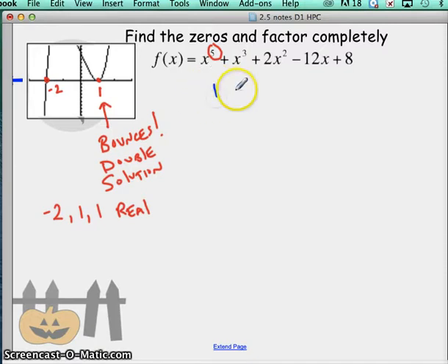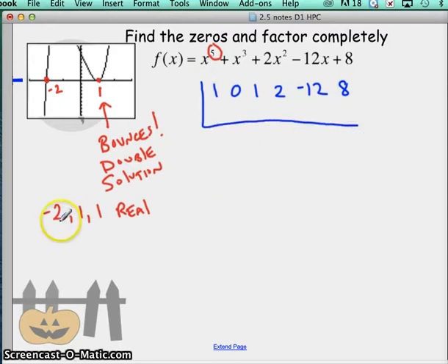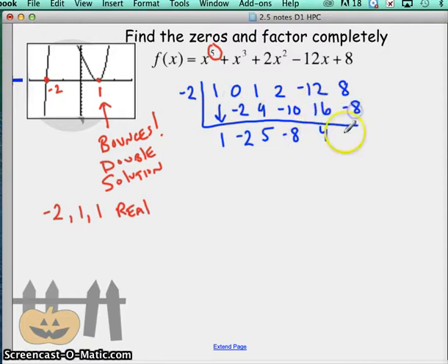So our coefficients are 1, there's no x to the fourths, 1x cubed, 2x squared, -12x, and an 8. And we're going to do synthetic division. It's going to be a triple decker because we've got 3 solutions. I'm going to start with the -2. Okay, multiply diagonally, add, multiply, add, multiply, add, multiply, add, multiply, no remainder, which you would expect because we do know that -2 is a solution.